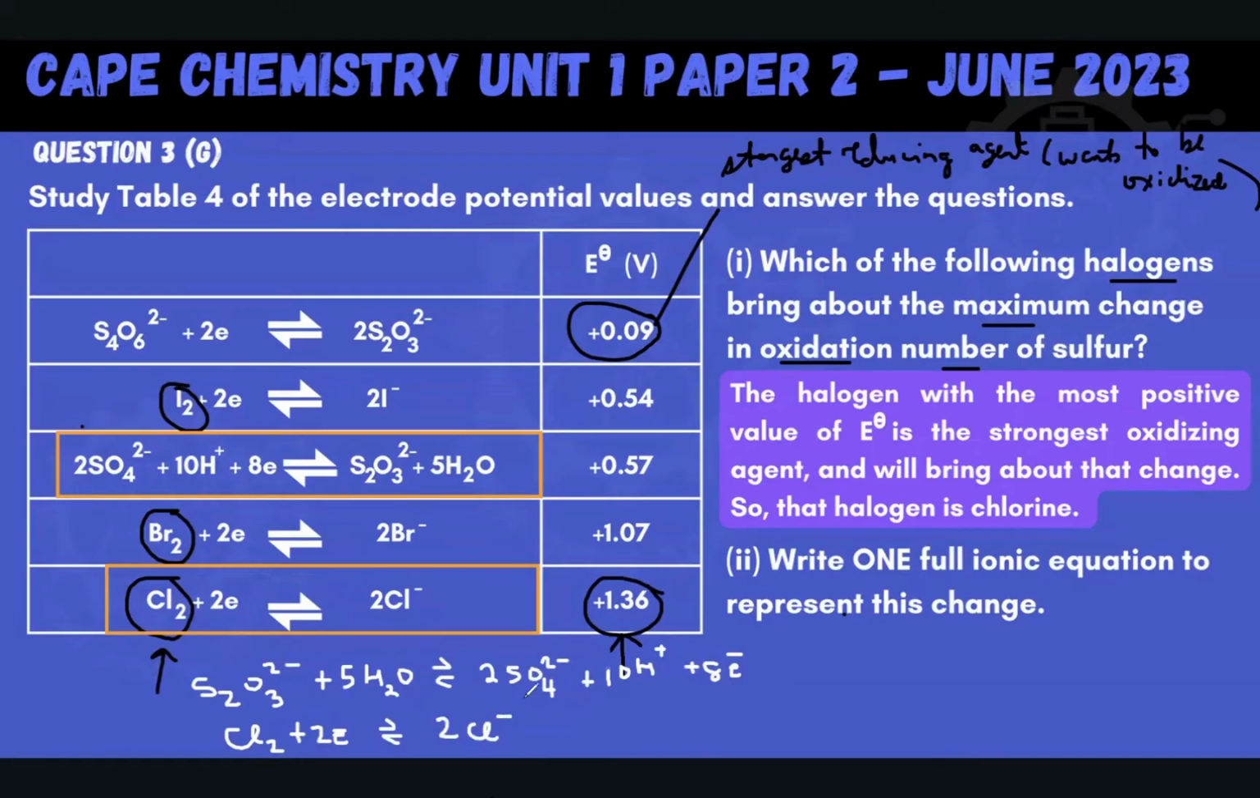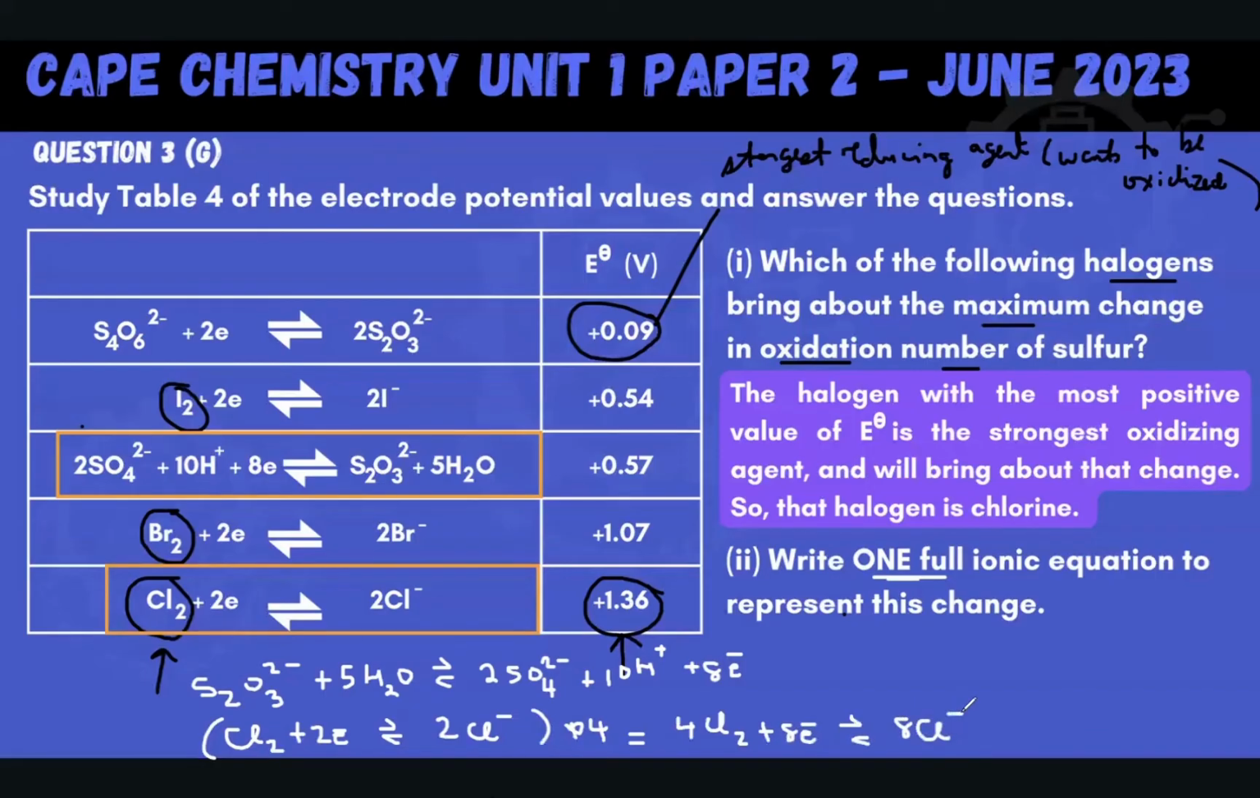And so if I want to write a full ionic equation now, I have to make sure that the number of electrons that get lost here are the same amount that are being gained here. And so to balance that, I'm going to have to multiply the bottom equation by 4. And so when I do that, I'm going to end up with 4 Cl2 plus 8 electrons going to 8 chloride ions.